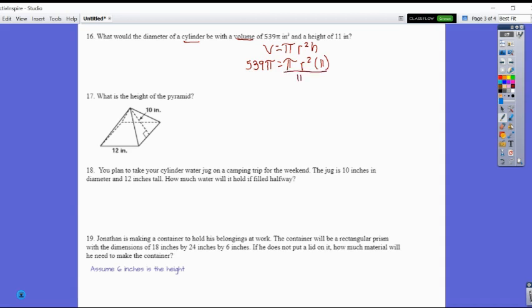I'm going to divide by 11 pi. That'll cancel 11 and cancel pi. What I do to one side, I have to do to the other side, so divide by 11 pi again. Pi cancels pi. 539 divided by 11 is 49. So if 49 is equal to r squared, r is equal to 7 when we take the square root on both sides. So we continue on there to find now the diameter of this. Well, diameter is going to be 2 times r, so we're doing 2 times 7. Diameter is 14 inches.